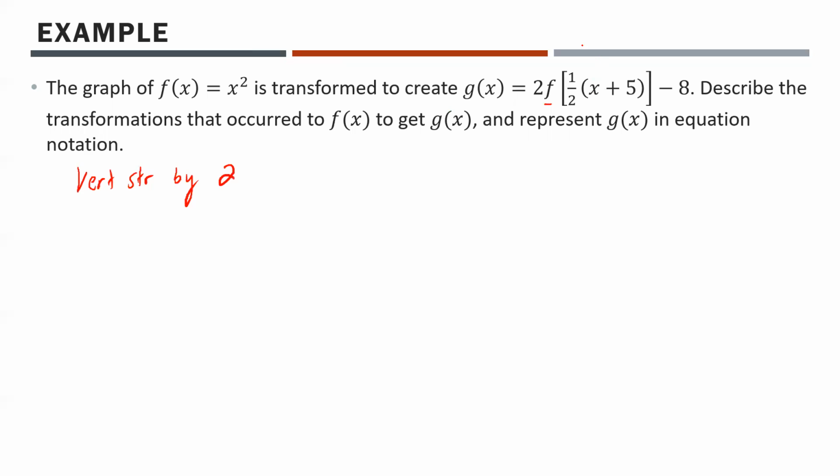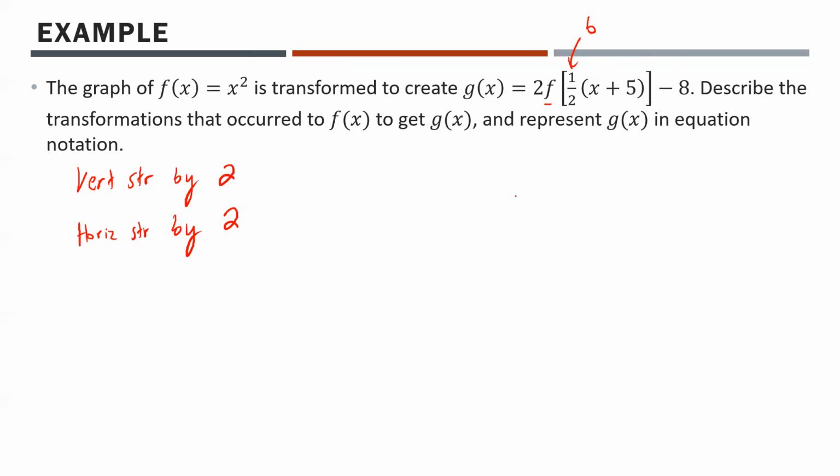We have nested brackets, but notice our b value is 1 over 2. The b value is not our horizontal stretch, but it is the reciprocal of our horizontal stretch. So our horizontal stretch here is not 1 over 2. It's the flip of that. So our horizontal stretch is 2 over 1, or in other words, just 2, right? So that's kind of nice.